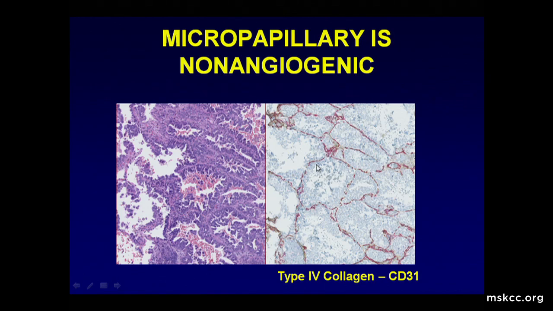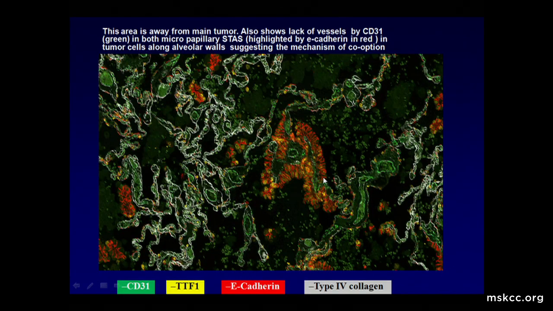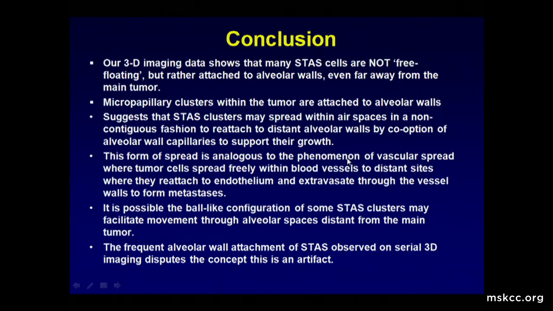And this concept of vessel co-option, I think, is beautifully illustrated here as you see these clusters. This is cytokeratin in red, TTF in yellow, and this is again Yukako's staining, CD31 in green, and this is distant away from the tumor, and so I think these STAS clusters have attached and started to grow in a linear fashion along the alveolar wall. So it's completely revolutionized my thinking about how lung adenocarcinoma can spread into the surrounding lung.